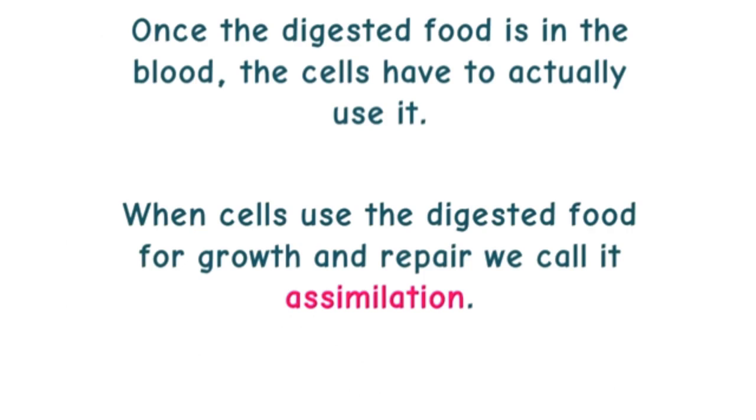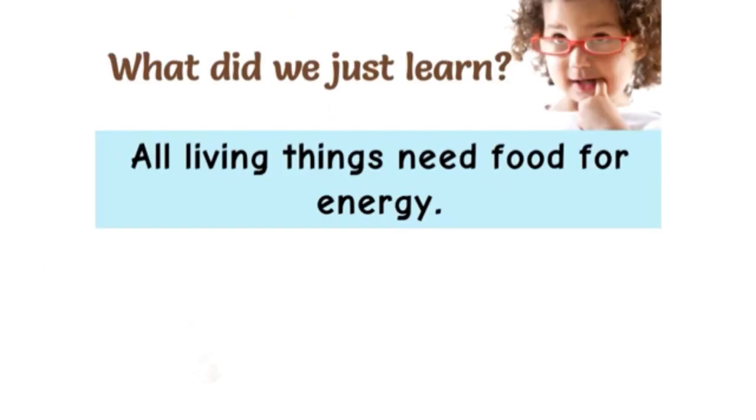So ingestion is taking food, digestion is breaking down of food, and absorption is when the food is broken down into simpler substances or digested and goes into the blood. So this process is called absorption, and when cells use the digested food for growth and repair, we call it assimilation. So what did we learn?